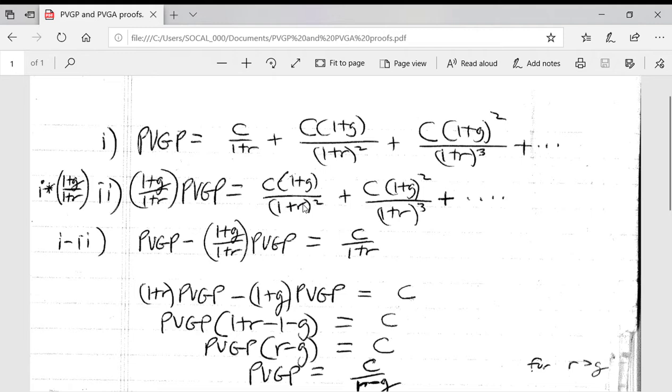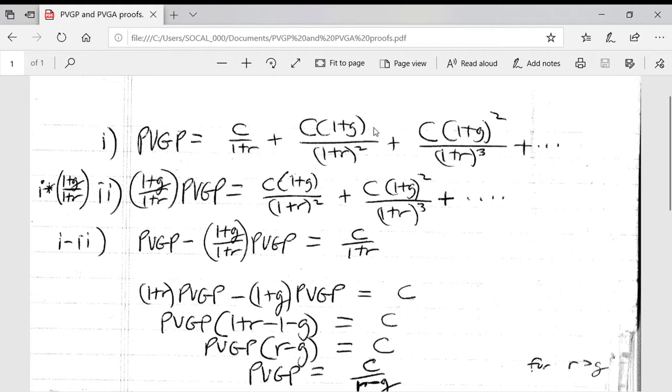Now, a growing perpetuity is a cash flow stream that never ends, has an infinite number of cash flows, and each cash flow is bigger than the cash flow that preceded it by a constant proportion or percentage. So, in this example, the growth rate of the cash flows is shown as lowercase g. You see it right there.